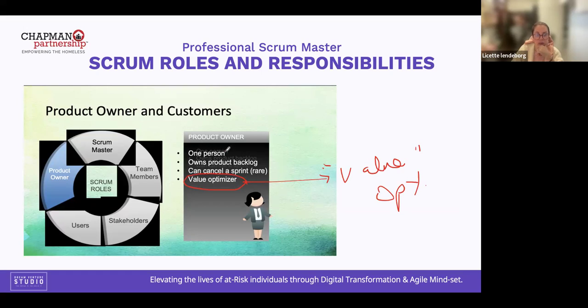The product owner is one person. He's the owner of the product backlog. He can cancel any sprint. It's not very common, but he can do it. He can cancel a sprint. And he's also called value optimizer.